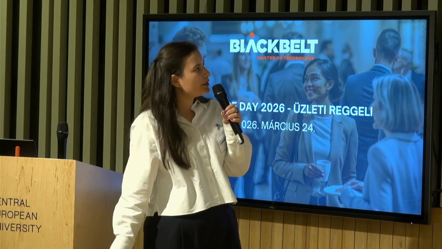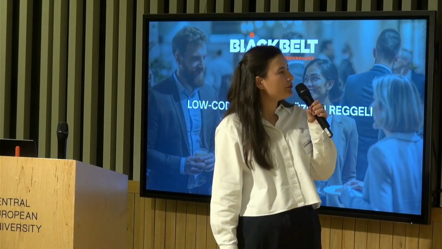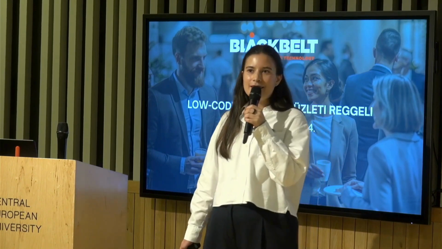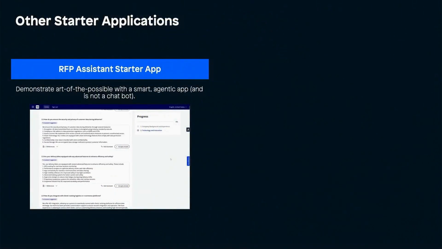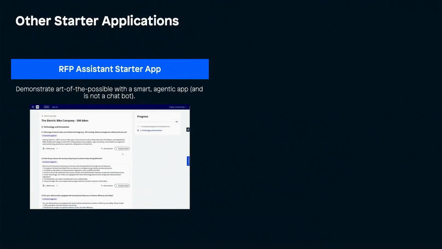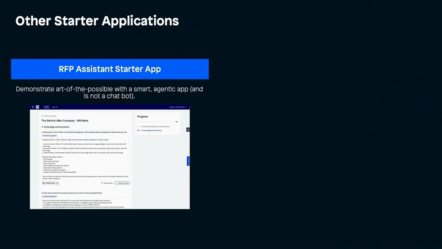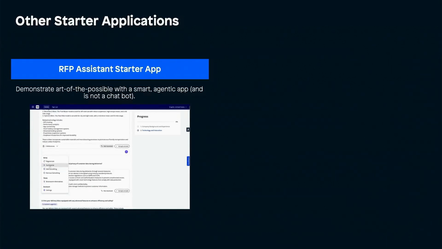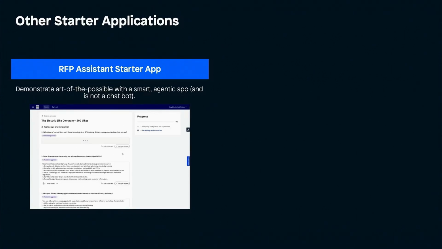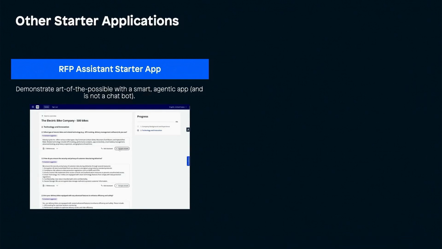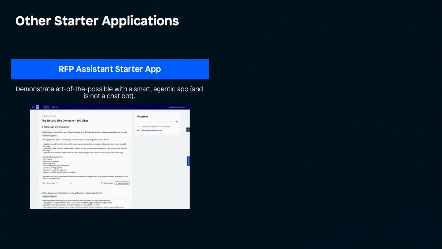There are other starter applications as well, like the request for proposal or RFP assistant starter application. In case you work or have ever worked with the legal side, this simplifies it quite a lot because they need to go through a lot of questions, which is a lot of manual work, and this helps them to actually validate all of the information that they need. They even have the sources. They can improve the answer, saying, oh, could you please write this answer maybe more creative or shorter or maybe in another language?